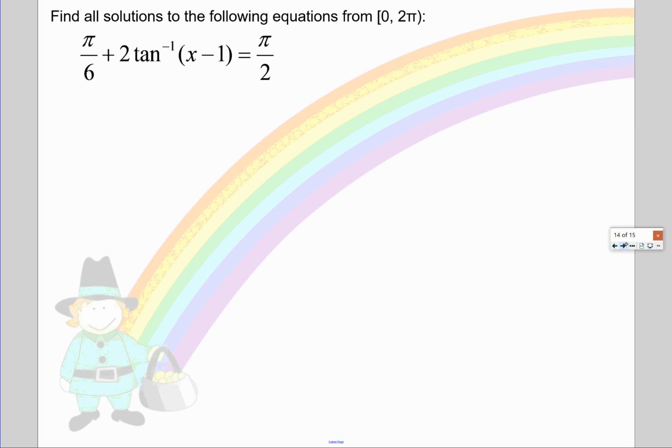So when you have an inverse function, you are no longer solving for an angle. Okay, you're solving for a value on the unit circle instead. All right, so we're going to start the same way we did a lot of these other values before. I'm going to get that inverse tangent alone first. Okay, so first thing I have to do is subtract pi over 6.